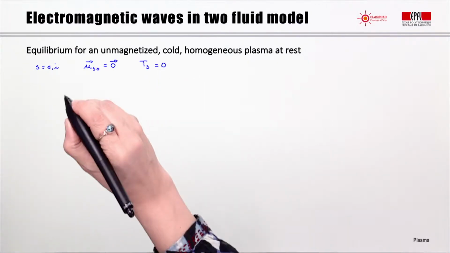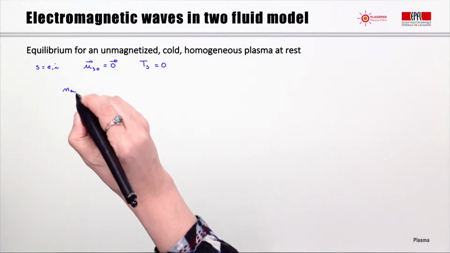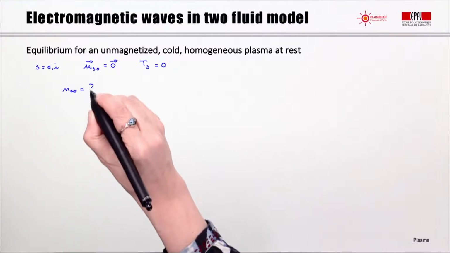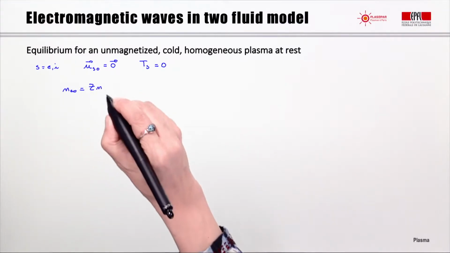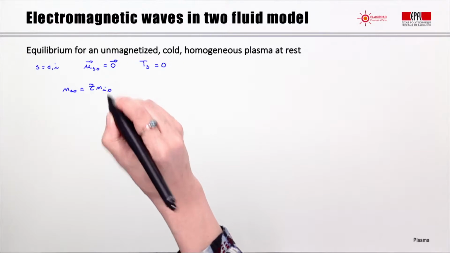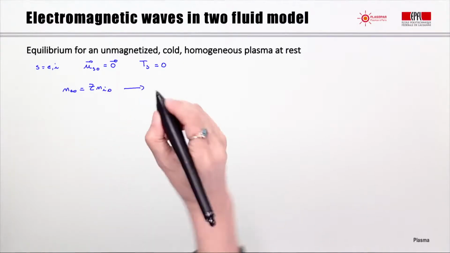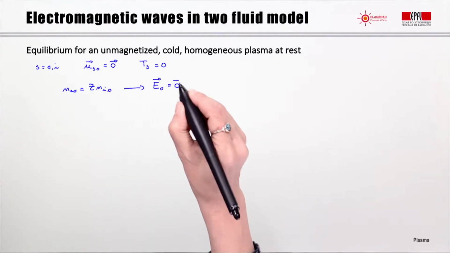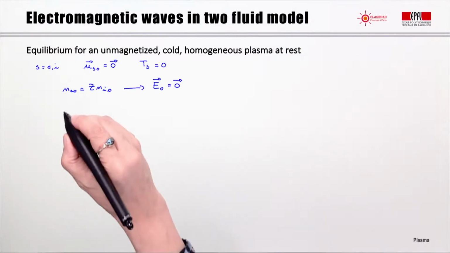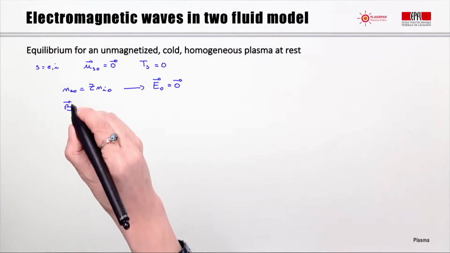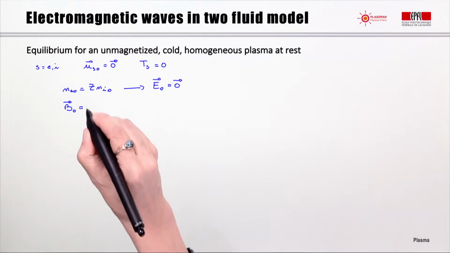Then we write the neutrality condition for a homogeneous plasma. This means that for both electrons and ions, the density is constant and the total charge density is zero. In such a plasma, there is no electric field at equilibrium. Finally, the plasma is unmagnetized, so there is no equilibrium magnetic field.